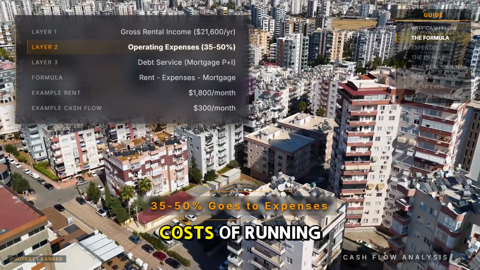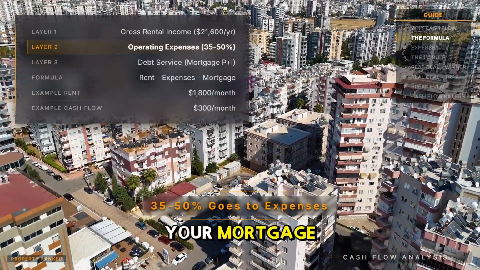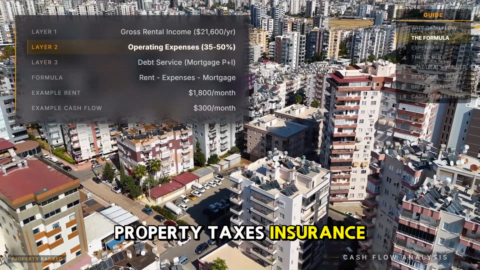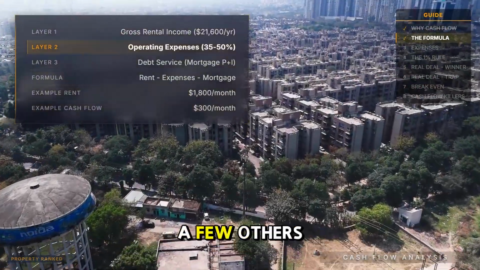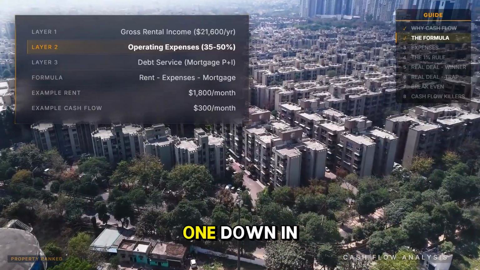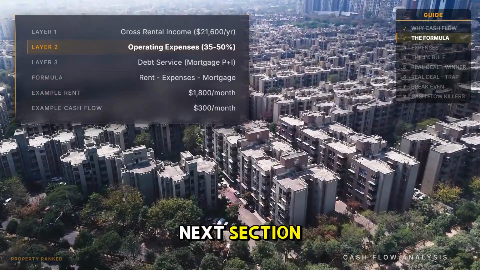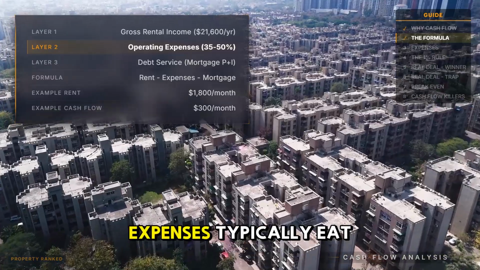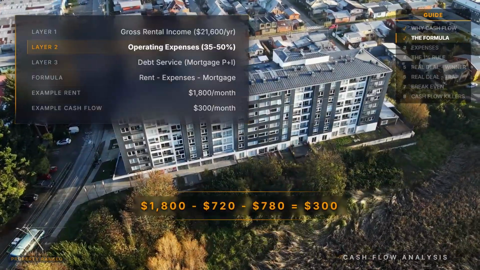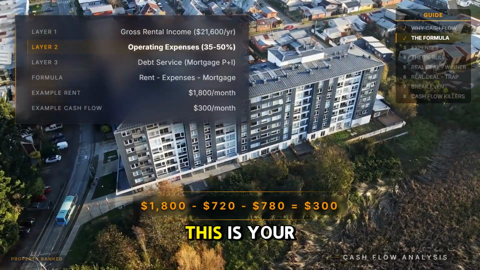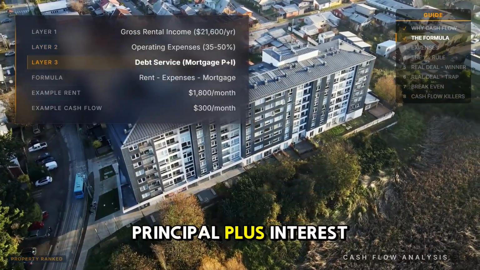Layer 2, operating expenses. These are all the costs of running the property that are not your mortgage. Property taxes, insurance, maintenance, property management fees, vacancy allowance, and a few others. We are going to break each one down in detail in the next section. For now, just know that operating expenses typically eat 35 to 50% of your gross rent. Layer 3, debt service. This is your mortgage payment, principal plus interest.